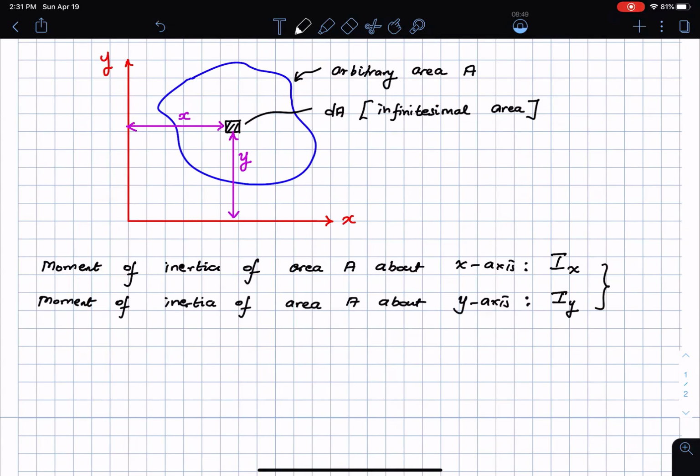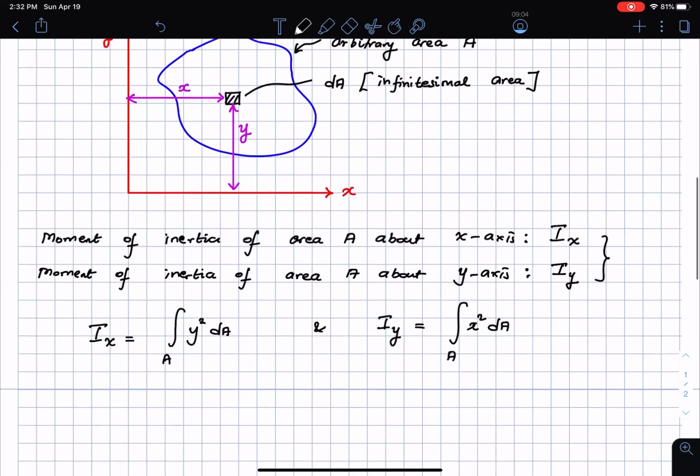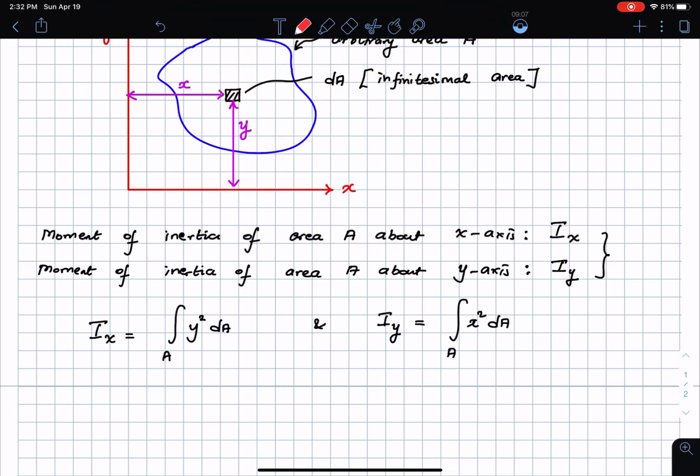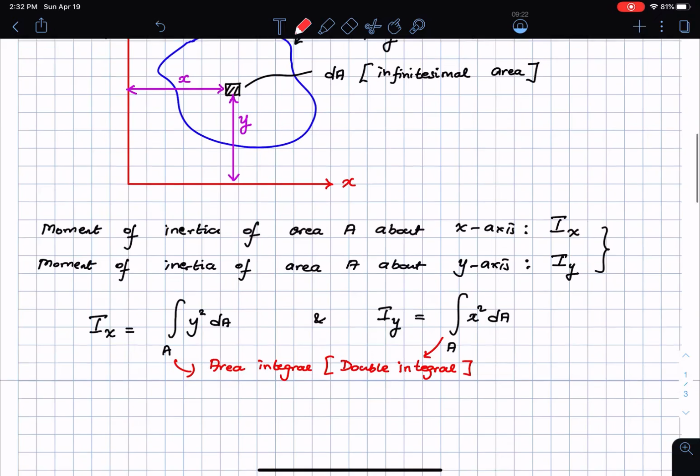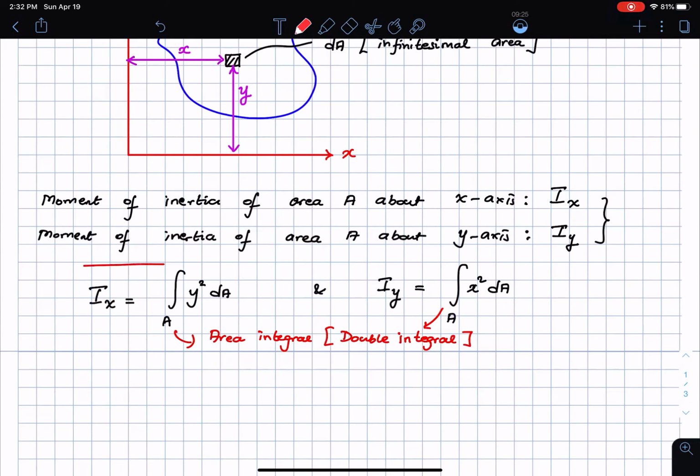Then mathematically speaking, Ix is going to be given as the area integral of y squared dA, and Iy is the area integral of x squared dA. The important point is this is an area integral, or a double integral. Likewise, that's also an area integral here. So this is the mathematical definition of the area moment of inertia about a certain direction, or about a certain axis.